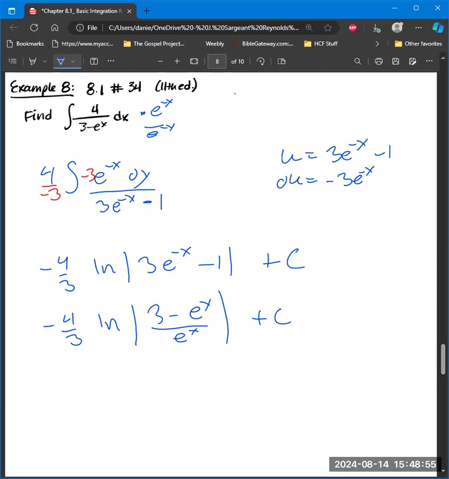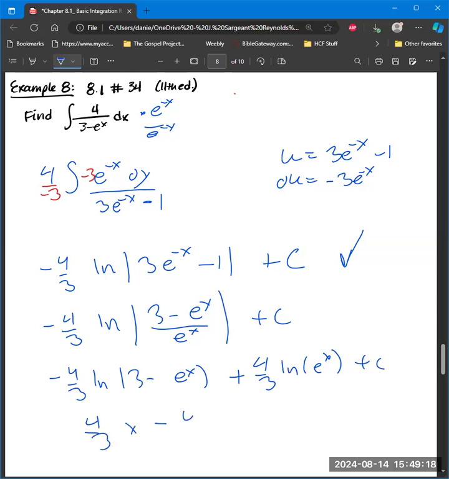We can just leave it like this. This is fine. But negative 4/3 ln of 3 minus e to the x plus 4/3 ln of e to the x plus c is 4/3 x minus 4/3 ln the absolute value of 3 minus e to the x, just to get it back to that denominator, plus c.